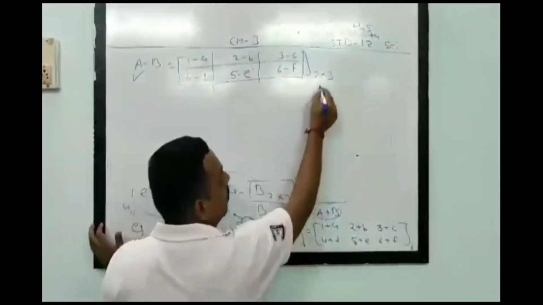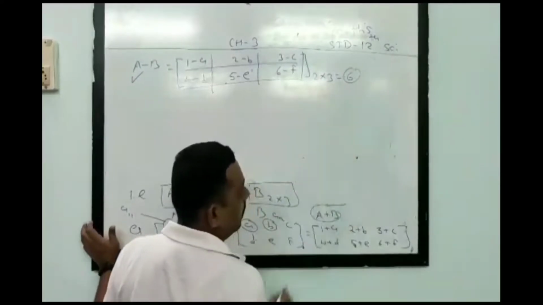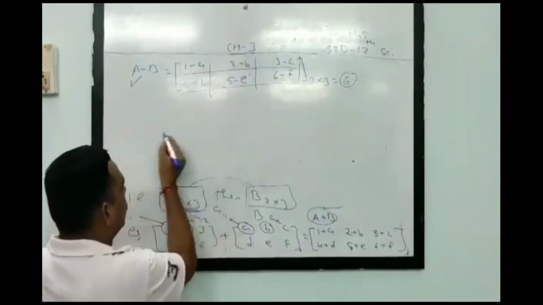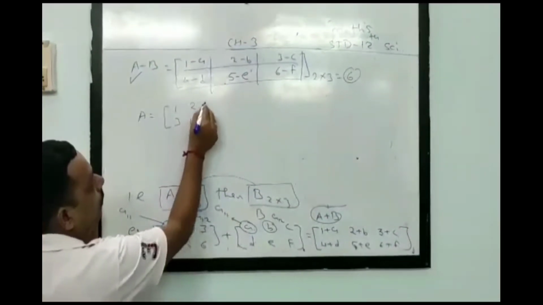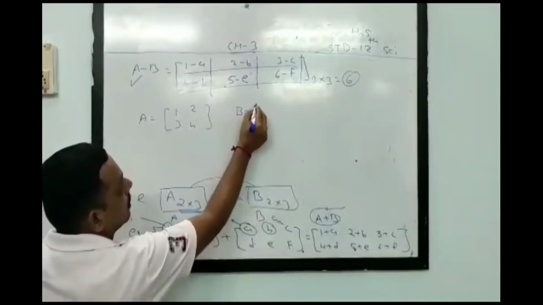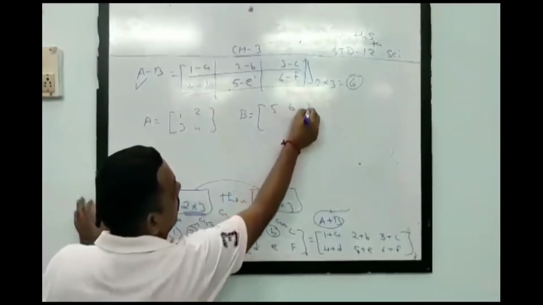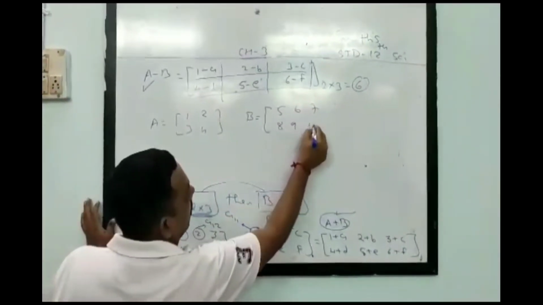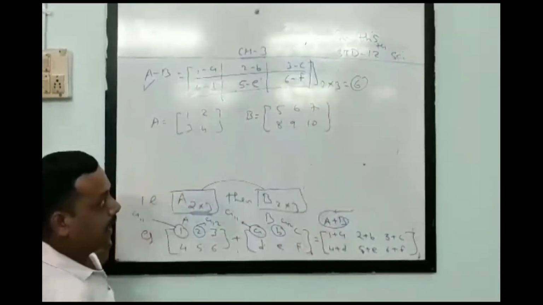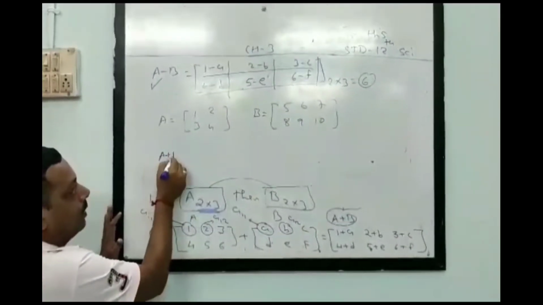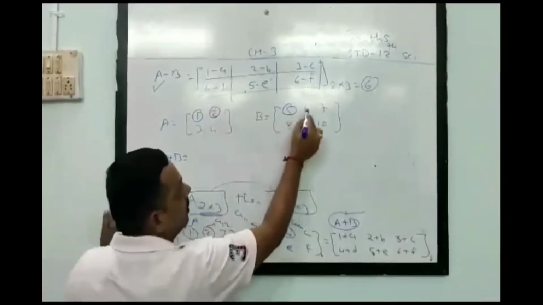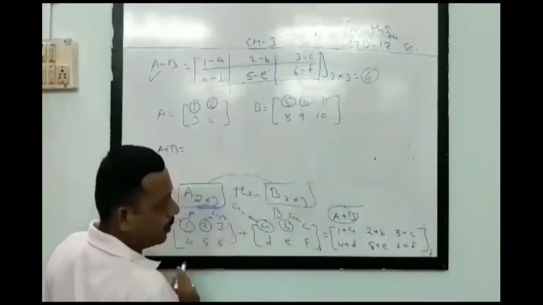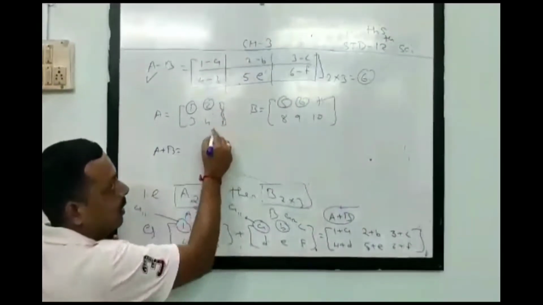Okay. So there are 2 into 3, 6 entries. But suppose if A is 1, 2, 3, 4 and B is 5, 6, 7, 8, 9, 10 and we wish to add both matrices, then there is a problem. With 1 with 5 it's okay, 2 with 6 is okay, but what about this 7? There is no entry in A.